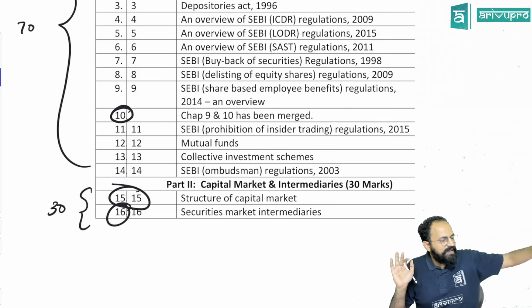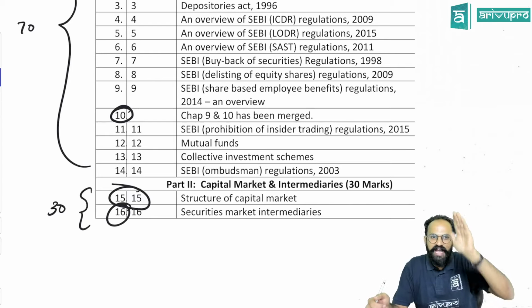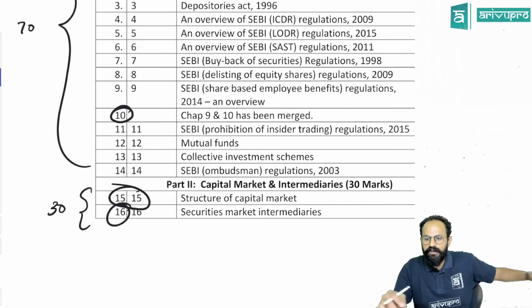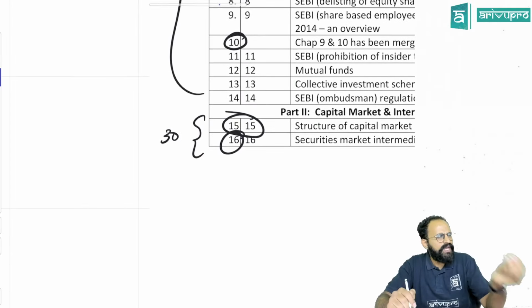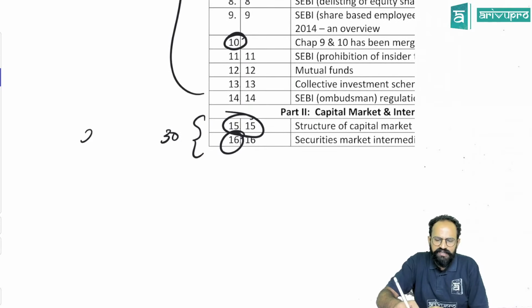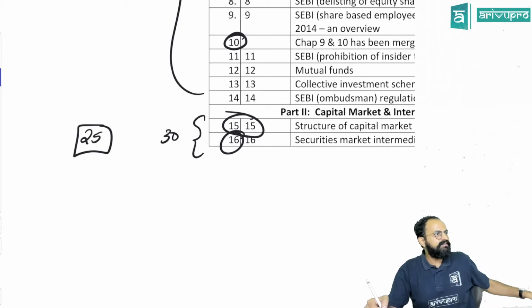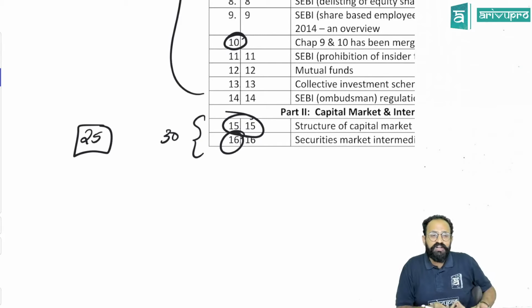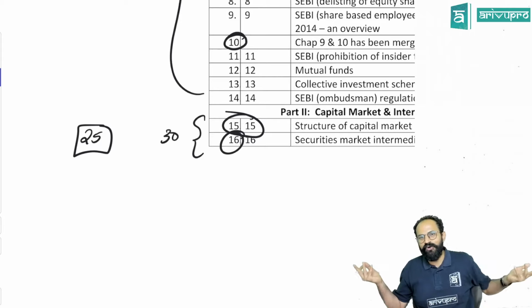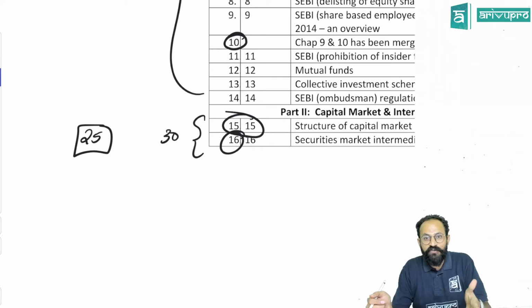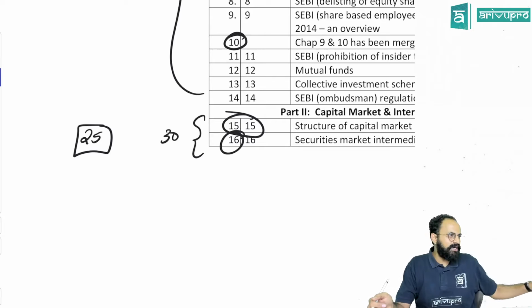In the same way, people, the 15th chapter will also act the same. It is like the heart of SLCM. Why, people? If it's a very easy attempt, you can expect at least 25 marks from the 15th chapter alone. How much effort you put in for the 15th chapter, I don't know, it is left to you. But what I'm telling is, from only the 15th chapter, you can expect 25 marks.